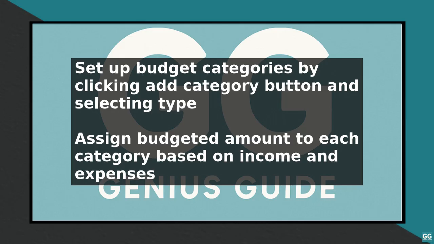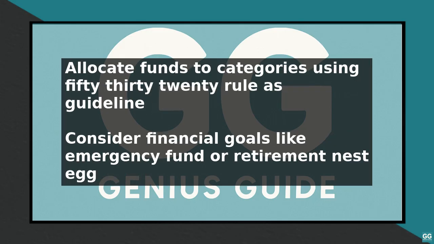A good rule of thumb is to allocate 50% of your income towards necessary expenses like housing and utilities, 30% towards discretionary spending, and 20% towards saving and debt repayment.